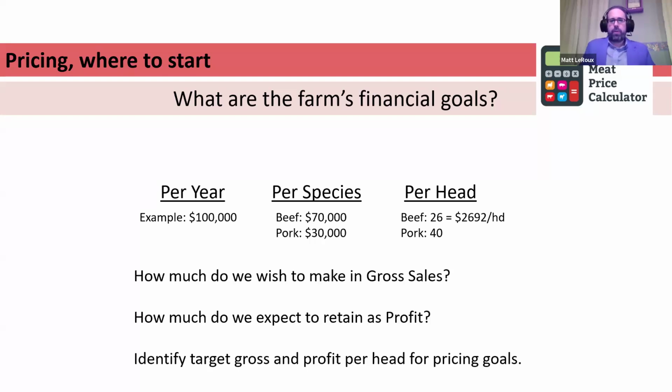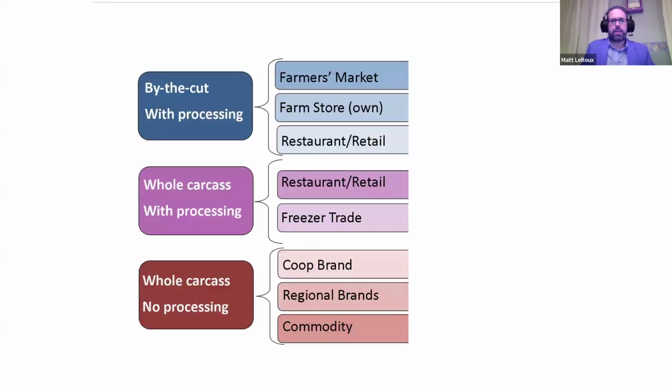We're going to think about how much we wish to gross. We're going to think about the implications of profit out of those gross sales, and then we're going to take it to the next step.